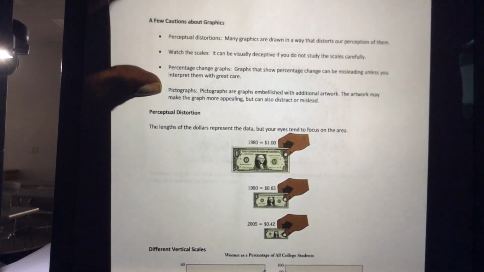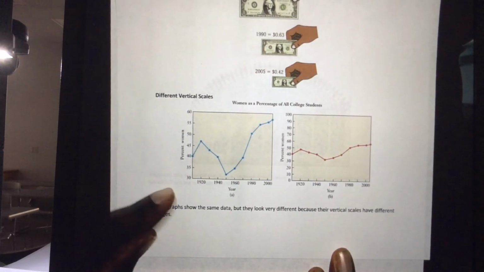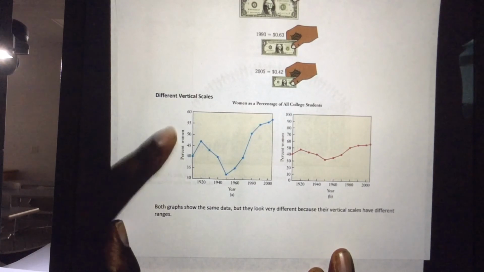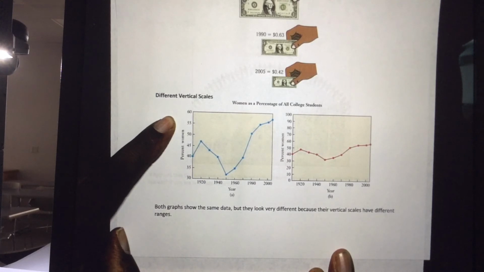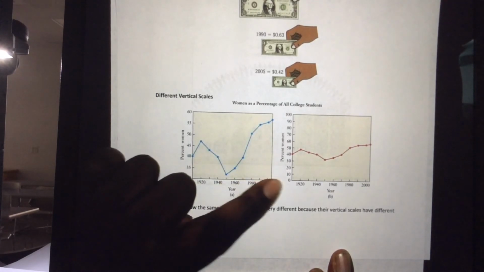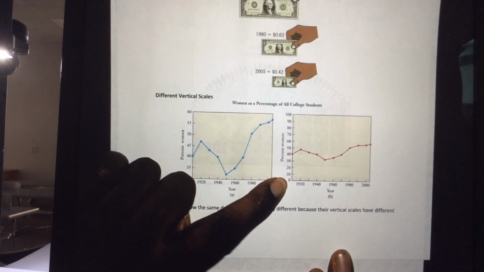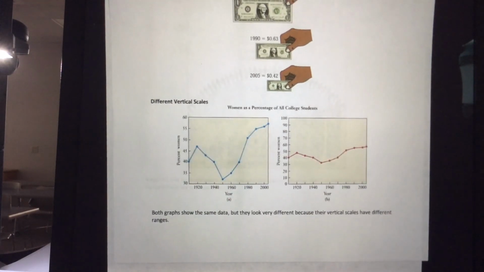Okay. Also, different vertical scales. Notice the first one on the left, that vertical scale starts at 30 and ends in 60. And as you can see how that graph is, that can be deceiving unless you start at 0 on the vertical scale, all the way up to 100. You can see the big difference there. Here, both graphs show the same data, but they look very different because their vertical scales have different ranges.